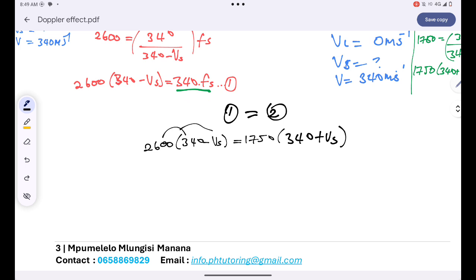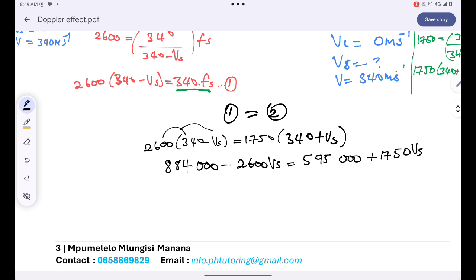Whenever I multiply there, 2600 multiplied by 340, this will give me 884,000 minus 2600 Vs. Are you together? And then 1750 times 340, this will give me 595,000 plus 1750 Vs. Are you together?